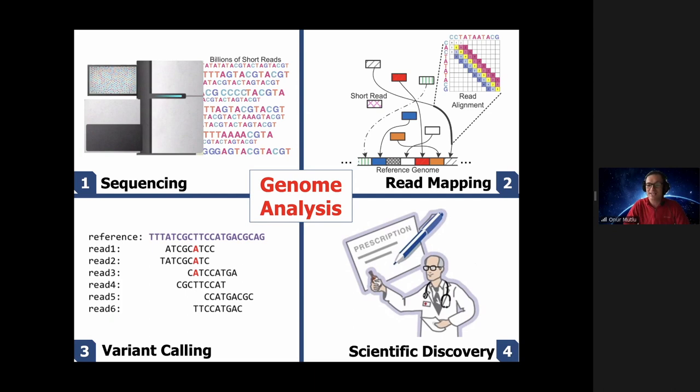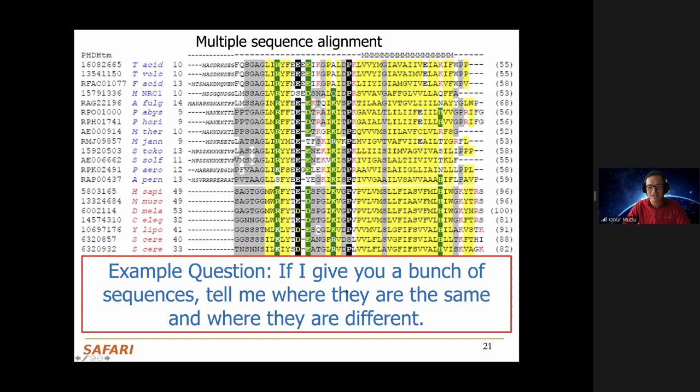But we're really bottlenecked by the next steps, computational steps, essentially, which start with read mapping. And then we try to figure out what are the variants compared to a particular genome. And that limits our scientific discovery and potential medical advances. So let's take a look at some higher level questions before we go into the details of this. For example, there may be questions that you may want to ask. You may want to align multiple different sequences together.